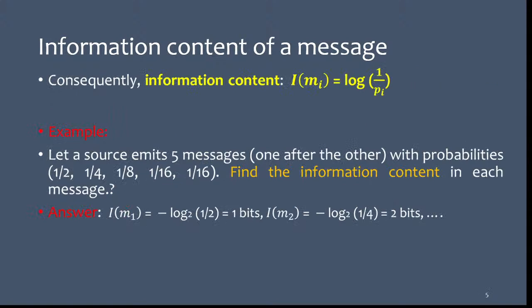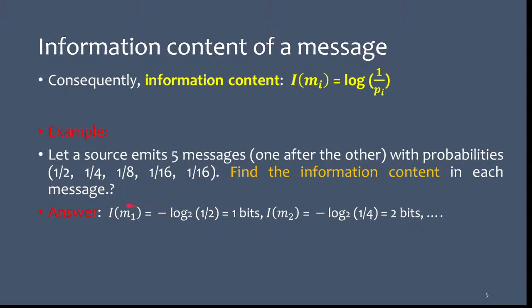Okay, now we will move further, that is information content of a message. So here the information content, as mentioned in the previous slide, is equal to log of 1 by probability. For instance, we can see that a source emits 5 messages, and these messages may have different probabilities as shown here: 1 by 2, 1 by 4, 1 by 8, 1 by 16 and 1 by 16. In this case, find the information content in each message.